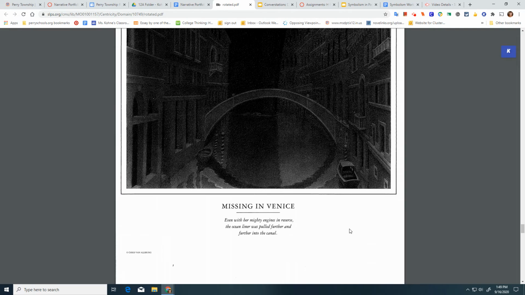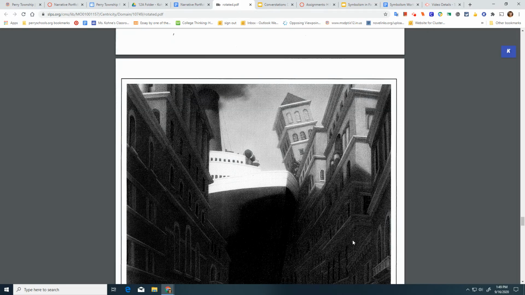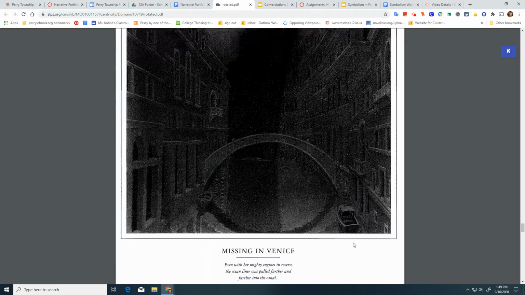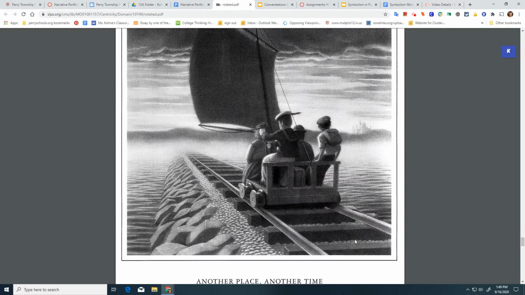Missing in Venice. Even with her mighty engines in reverse, the ocean liner was pulled further and further into the canal. What an interesting photo. Oh my goodness. What destruction.